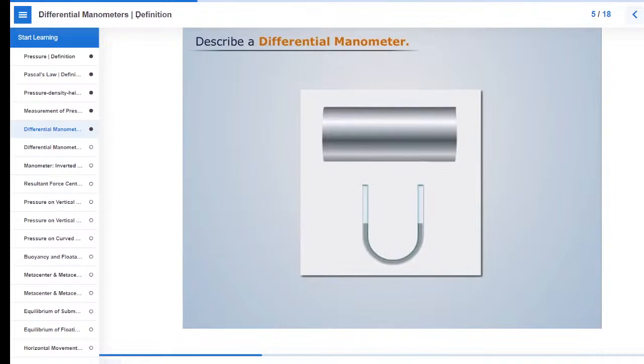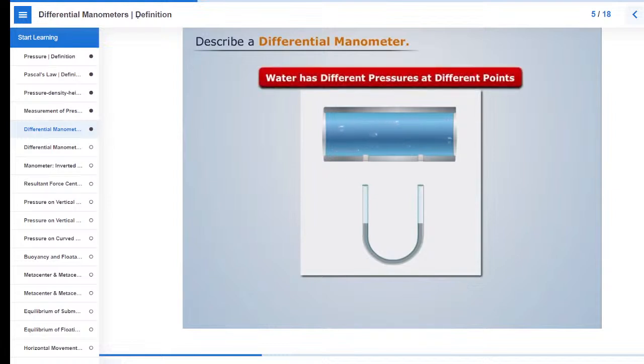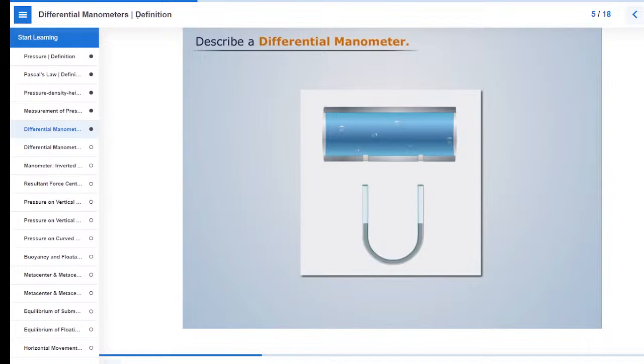Consider water flowing through a pipe. We know that water has different pressures at different points inside the pipe. Now let's consider any 2 points, say A and B. Let's calculate the pressure difference between these points. In order to do so, we will install a U-shaped device.